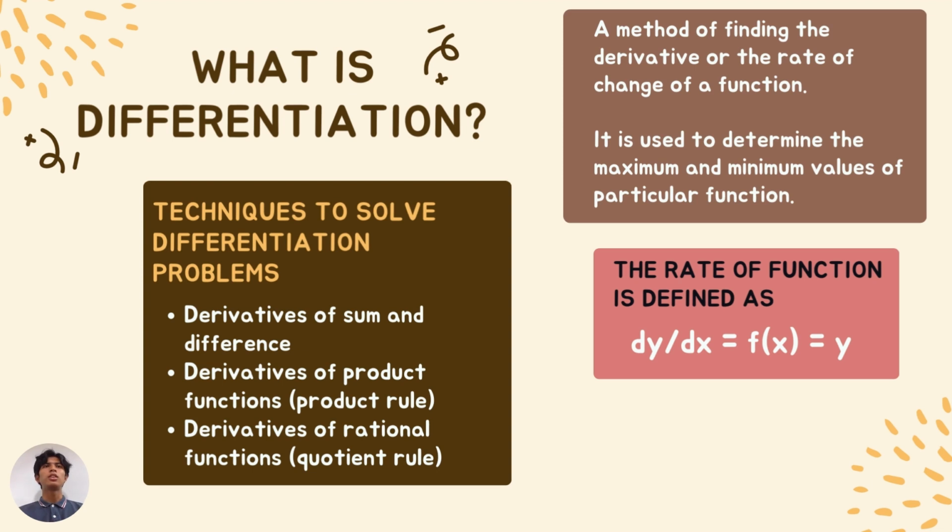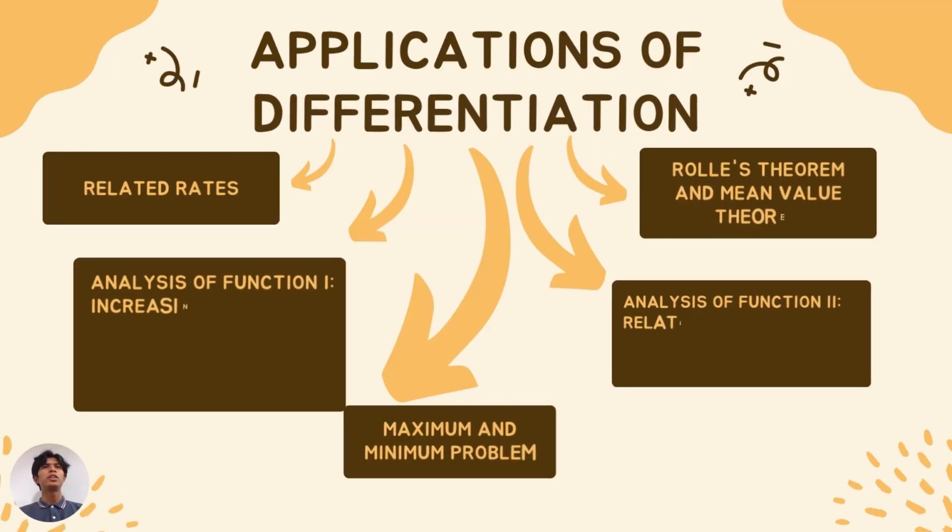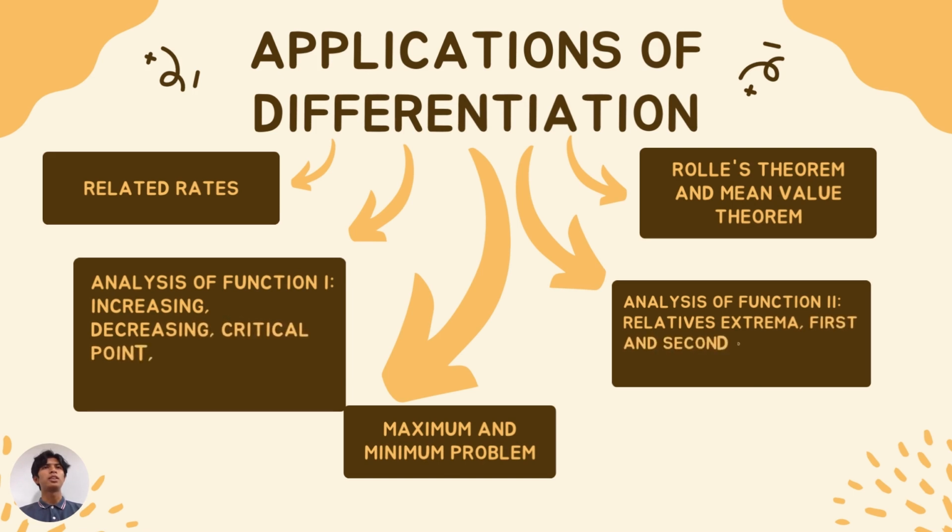The techniques to solve differentiation problems are derivative of sum and difference, derivatives of product functions, that is the product rule, and derivatives of rational functions, that is the quotient rule. The applications of differentiation have five parts. Number 1, related rates. Number 2, analysis of function 1, that is increasing, decreasing, critical point, concavity, and inflection point. Number 3, maximum and minimum problem. Number 4, analysis of function 2, relative extrema, first and second derivative test. And the last one is Rolle's theorem and the mean value theorem.